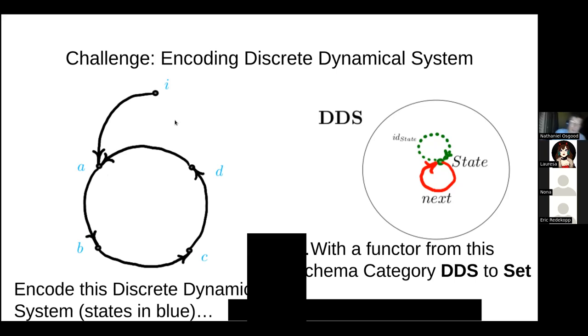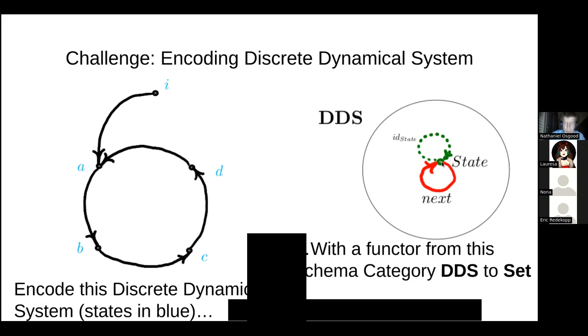I drew out on the left-hand side here such a dynamical system, the same way that Richard Southwell did. I showed there's state I, state A, state B, state C, state D. I used I to denote initial, kind of arbitrary. If you're in state I, it goes to A, and then A goes to B, and B goes to C, and C goes to D, and D goes to A. So what would a functor be from this schema category to set?